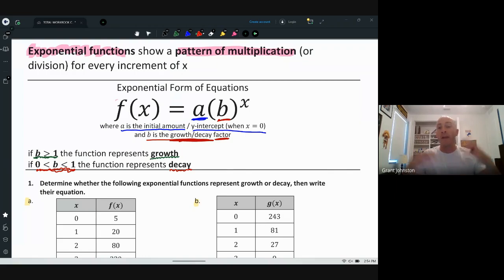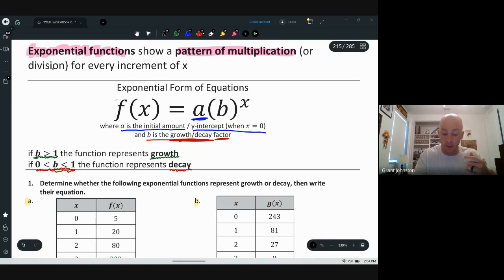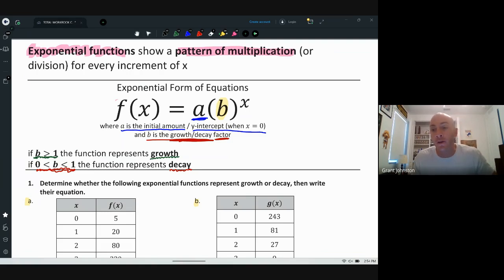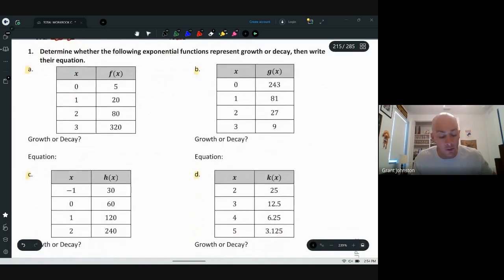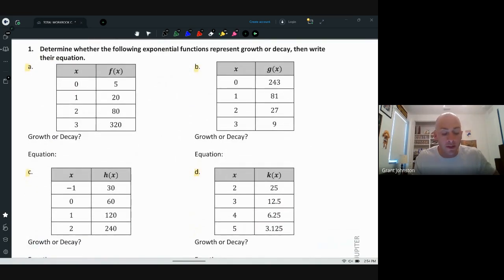So if you have a number greater than 1, that's going to represent growth. And we're talking about the b value in here. If it's greater than 1, it's going to be showing growth. And if it's less than 1, and more specifically between 0 and 1, it's going to be decay. So just keep that in mind when we start to look at these equations. Okay. So number 1 says determine whether the following exponential functions represent growth or decay, then write their equation.